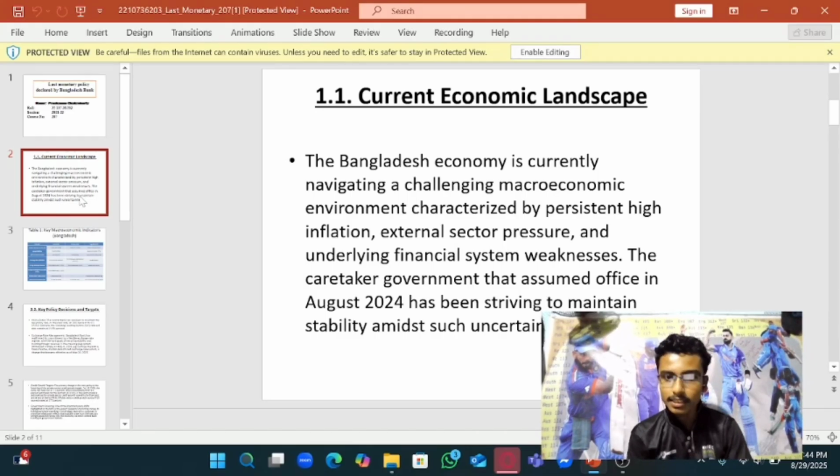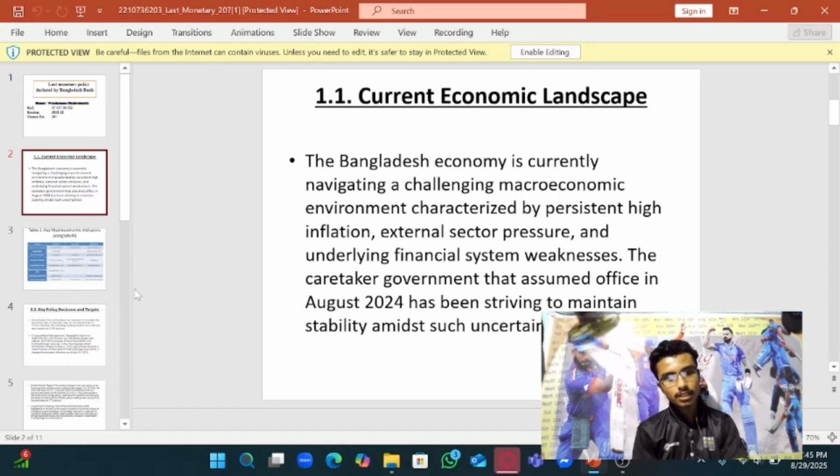The Bangladesh economy is currently navigating a challenging macroeconomic environment characterized by persistent high inflation and external sector pressure. The most important thing here is external sector pressure. The caretaker government, which assumed office in August 2024, has been striving to maintain stability amidst such uncertainties. The economy has been downgraded, and the government is taking steps to control the situation and to recycle the economy's money cycle.